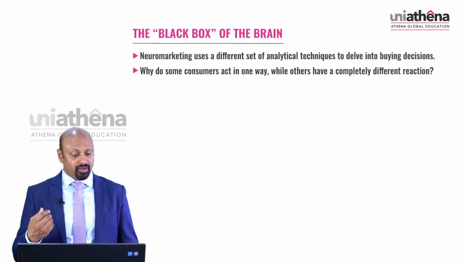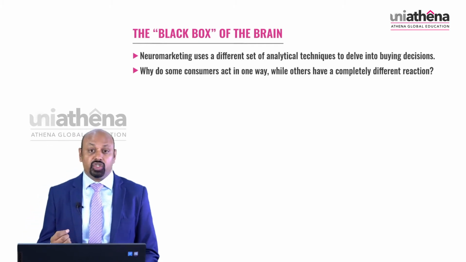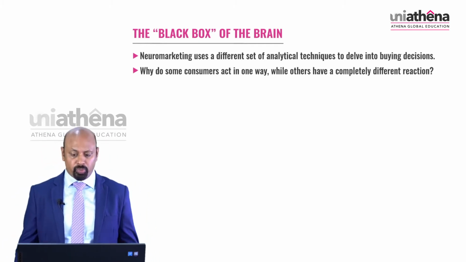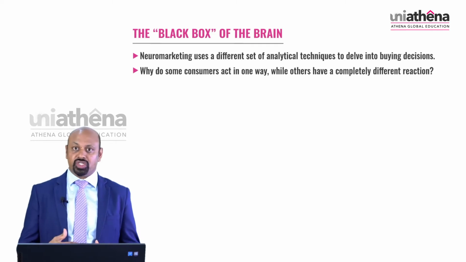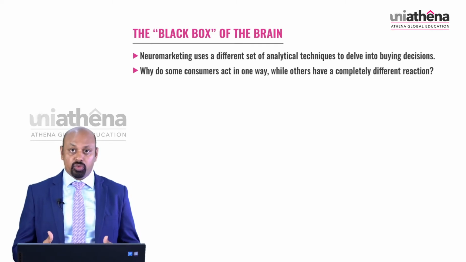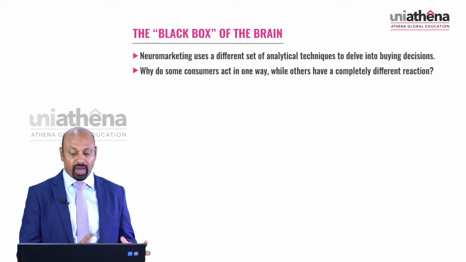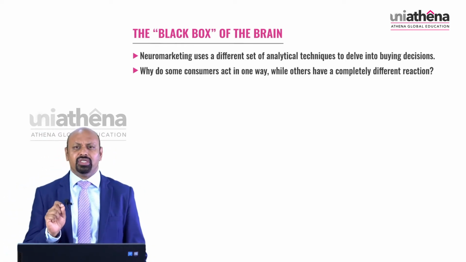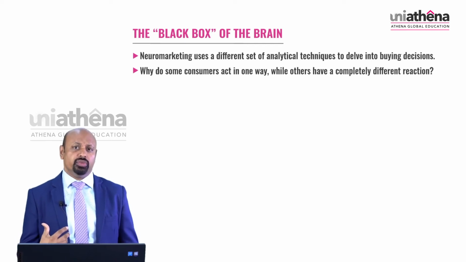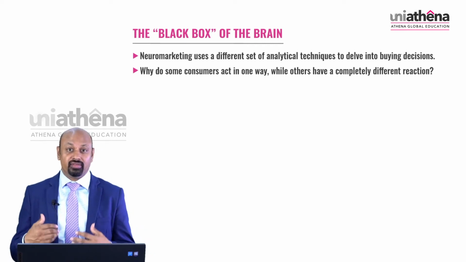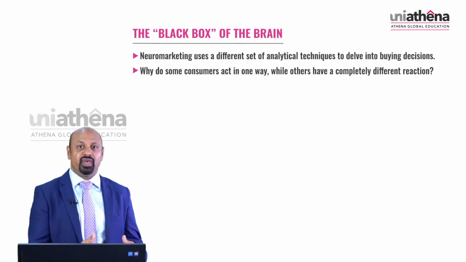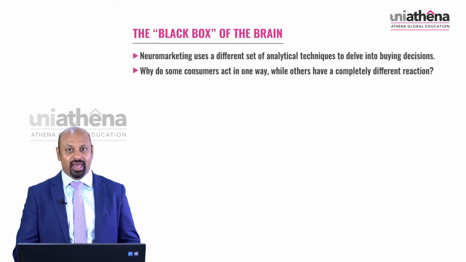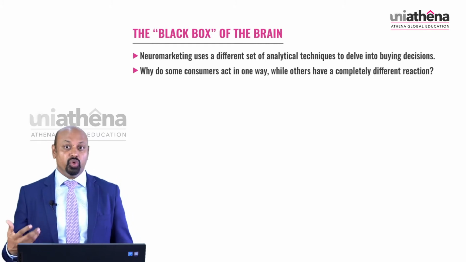Now, you know from previous lessons that neuromarketing uses different analytical techniques and equipment in order to study and understand human behavior in relation to buying and selling of items. Now, we always ask the question, why do consumers react in the way that they do? Why do they behave in a certain manner? Why do some people select a red dress and others select a blue outfit?